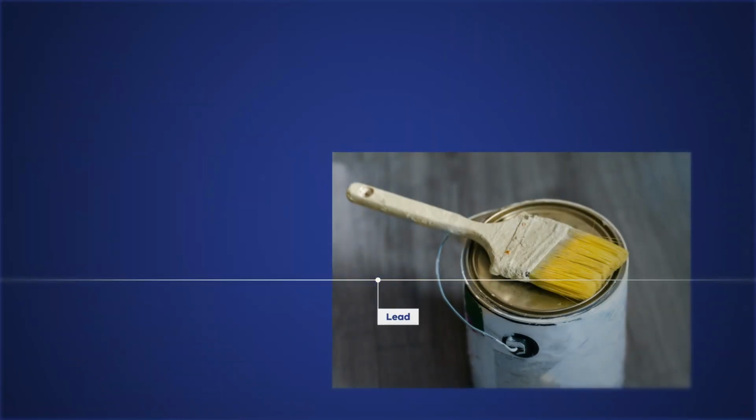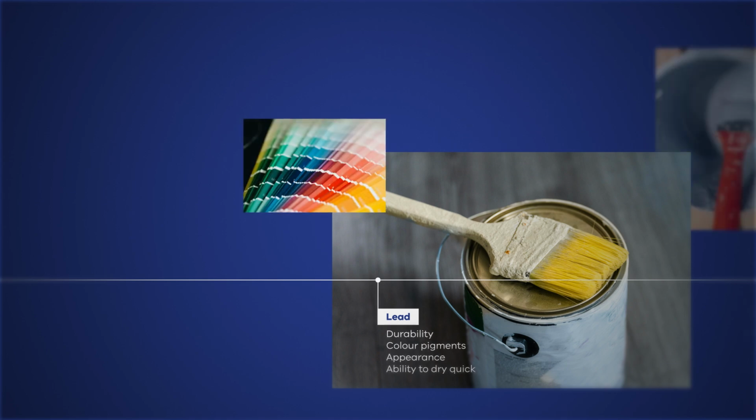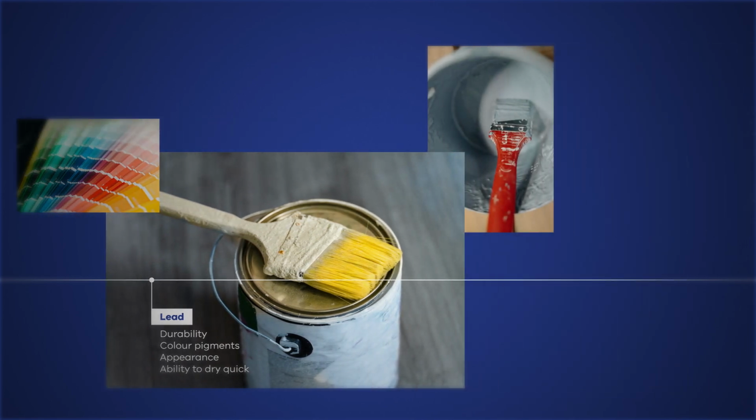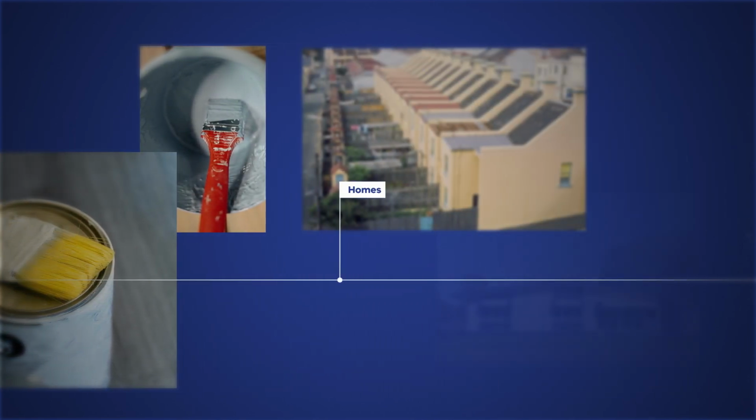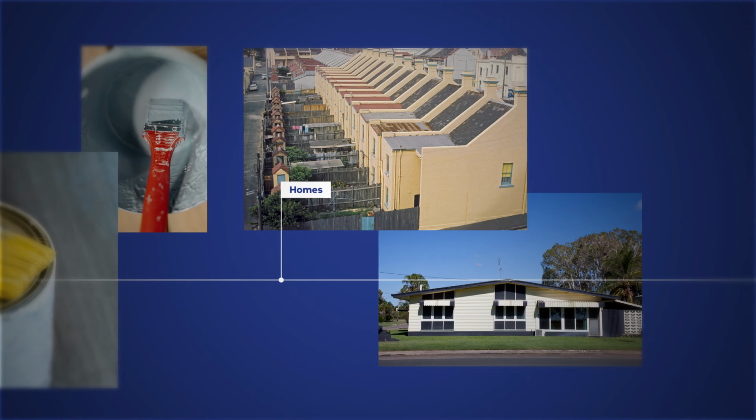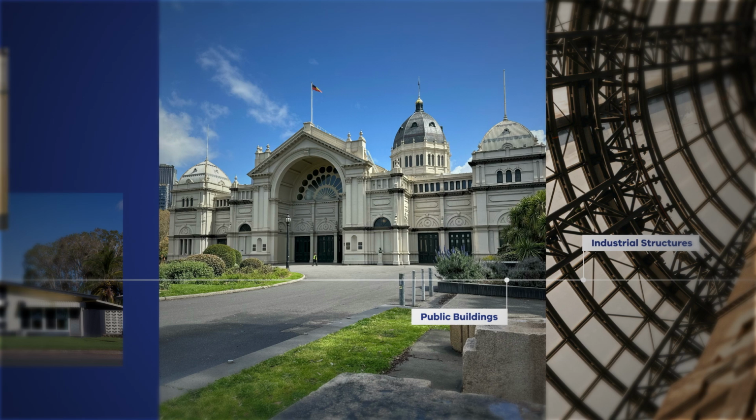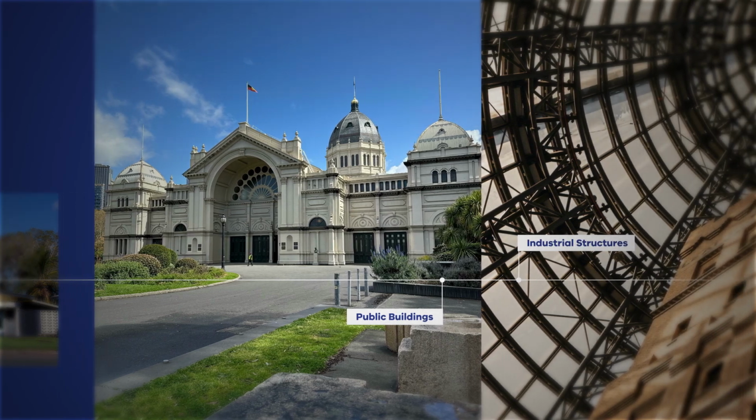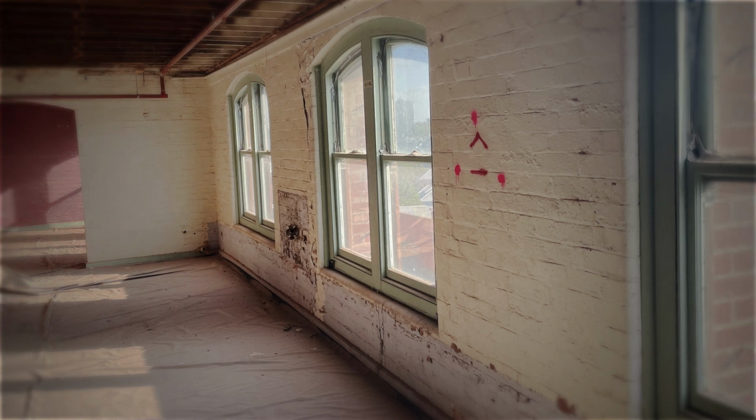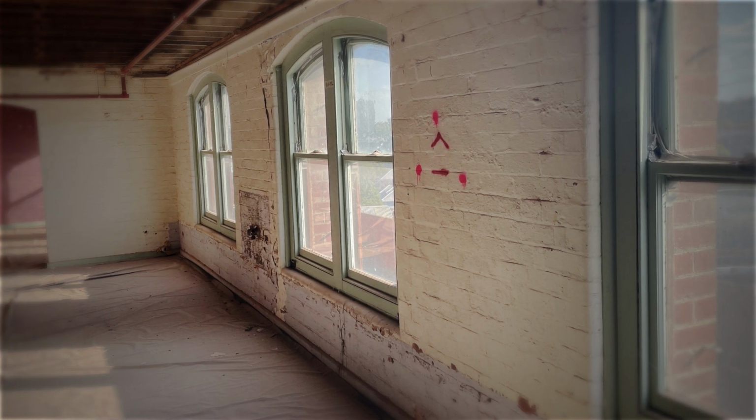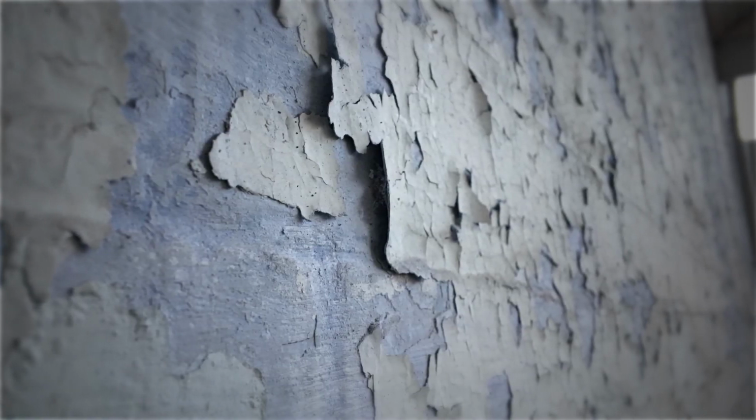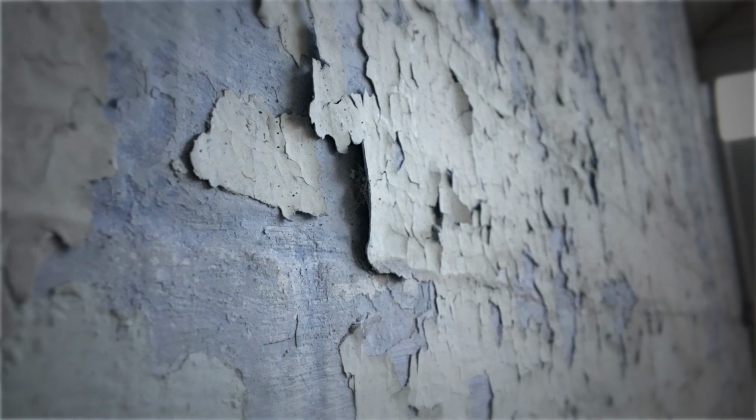Lead was historically used in paint for its durability, colour pigments, appearance, and its ability to dry quickly. It was widely used in construction throughout Australia within and surrounding homes, public buildings, and industrial structures before its negative effects were fully understood. While LCP was phased out in the 1970s and 1980s, it can still be found in many buildings constructed before 1997, often as an undercoat beneath modern paint.